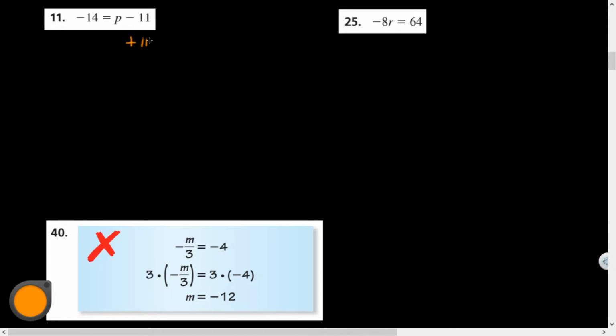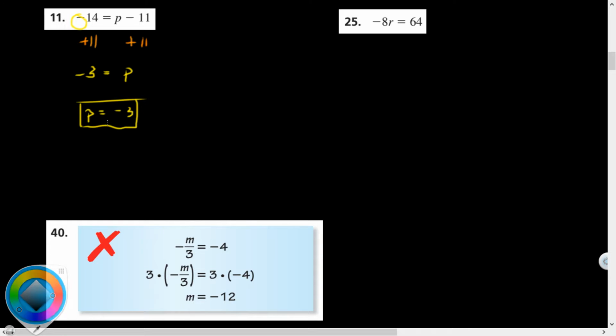Now, if I just add 11 over here, it's no longer going to be equal. I just unbalanced my equation. So I actually have to add 11 to both sides of the equation. What I'd end up getting is -14 plus 11. Signs are different, so I subtract them. 14 minus 11 is 3. Take the sign of the more influential, which is negative, equals p. Then let's flip this around because it makes more sense when I read it from left to right this way. p equals -3.